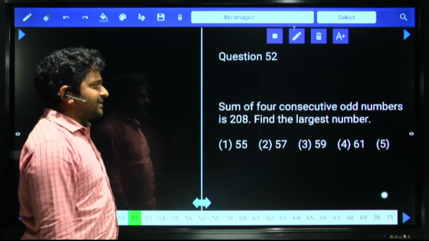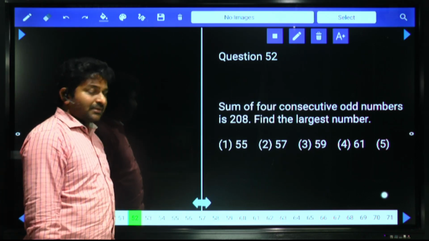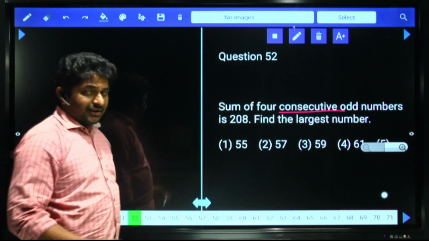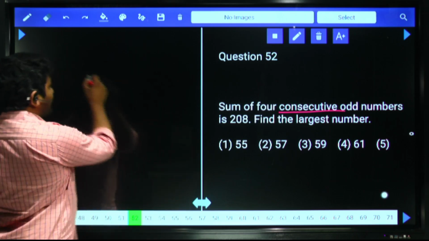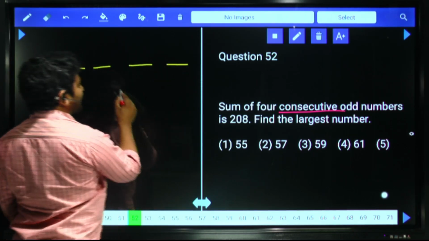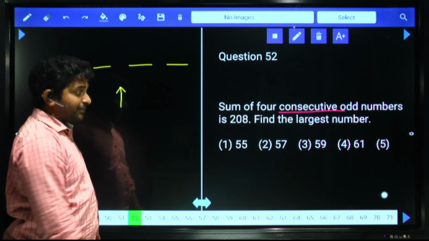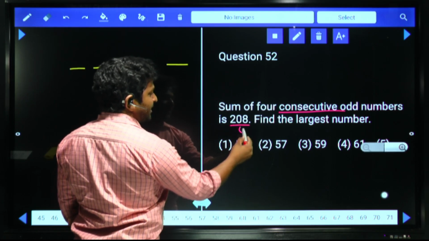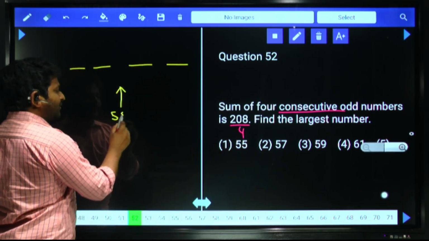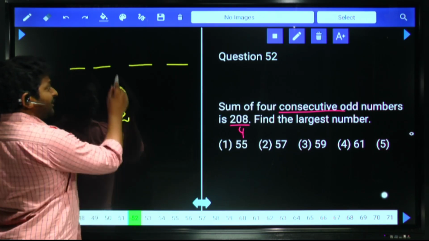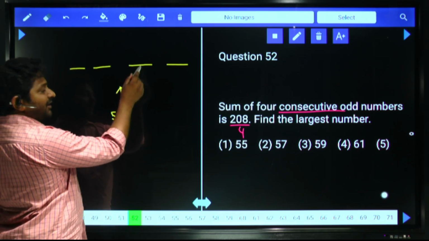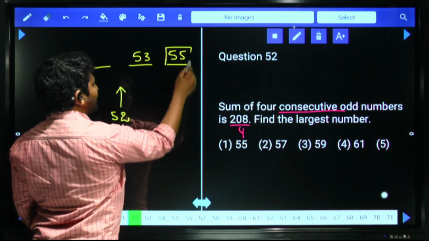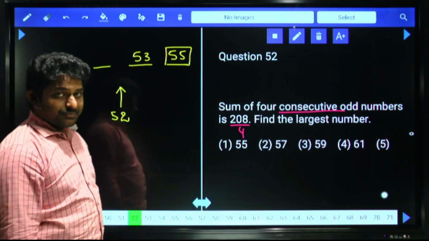Next, the sum of 4 consecutive odd numbers is 208. Find the largest number. Whenever we have the word consecutive or successive, the numbers are in arithmetic progression. If you have consecutive numbers, the average is the middle number. We have discussed this point in the average chapter. If the sum of the numbers is 208, the average is 208 divided by 4, which is equal to 52. Your question is about the largest one. If the middle number is 52, the immediate odd number is 53 and the next odd number is 55. Your question is about the largest odd number, that is 55. First option, right answer.